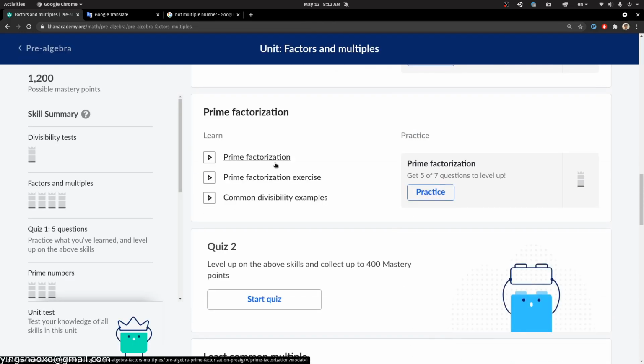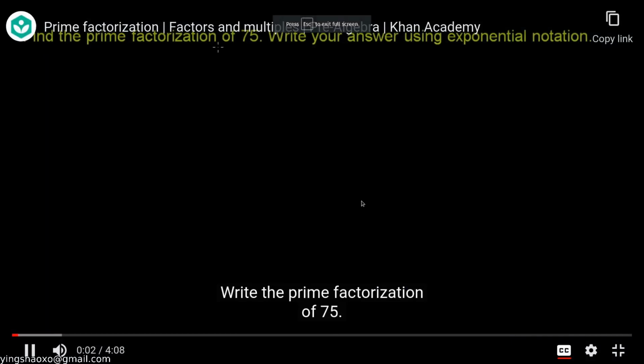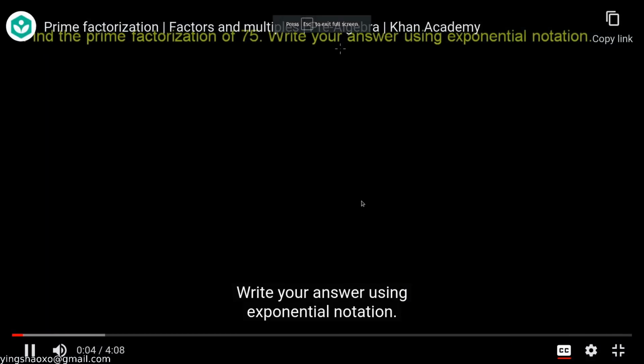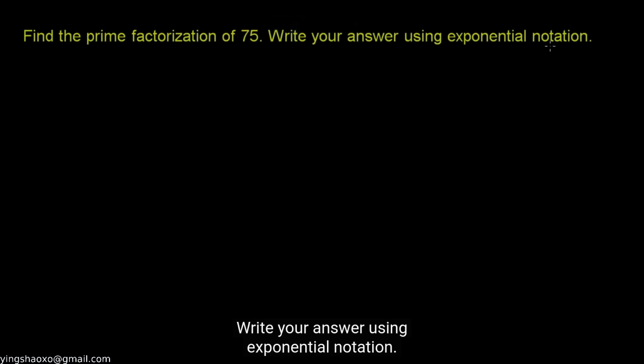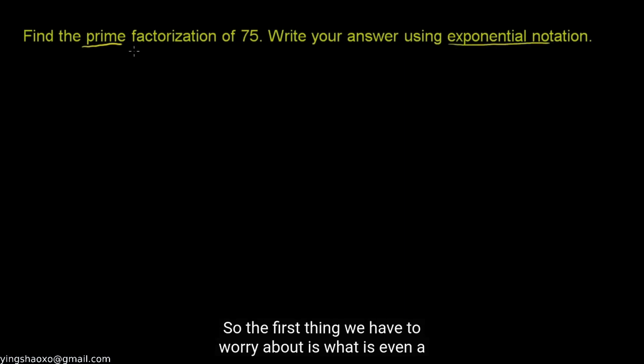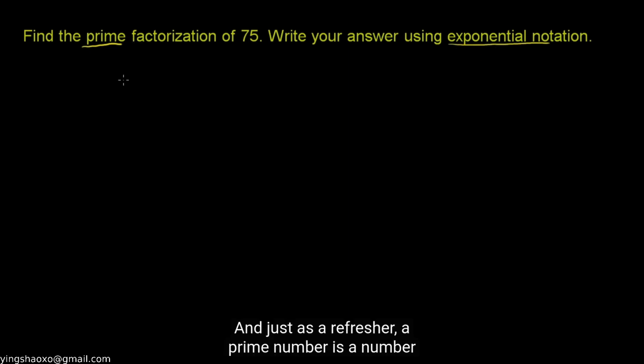What is a prime factorization? Write the prime factorization of 75. Write your answer using exponential notation. So we have a couple of interesting things here. Prime factorization, and they say exponential notation. We'll worry about the exponential notation later. So the first thing we have to worry about is what is even a prime number. And just as a refresher, a prime number is a number that's only divisible by itself and 1.